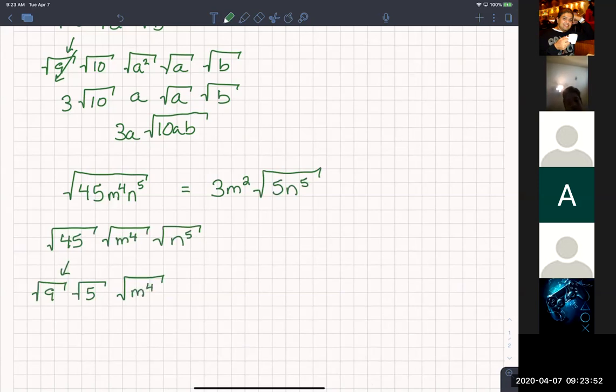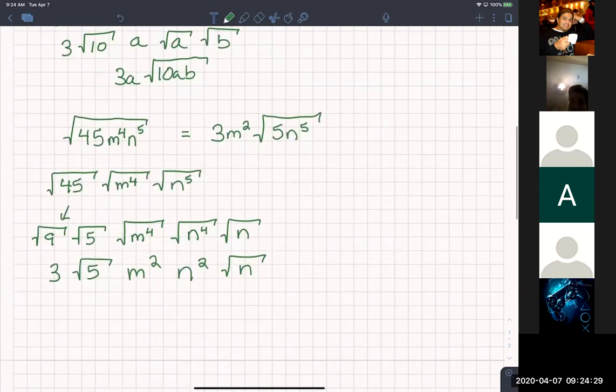And remember how we do a square root of a variable? We find the even exponent, but m to the fourth already has an even exponent. Now, n to the fifth, we're looking for an even exponent. So remember, we separate n to the fifth into n to the fourth and n. Okay, so 9 becomes 3, square root of 5 stays the way it is, m to the fourth becomes m squared, n to the fourth becomes n squared, and the 30 stays the same way.